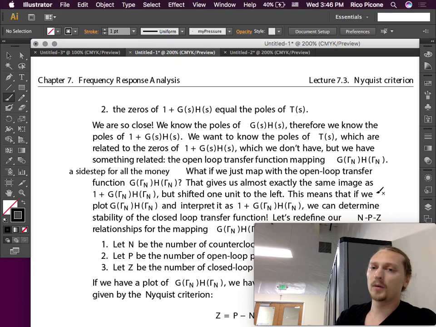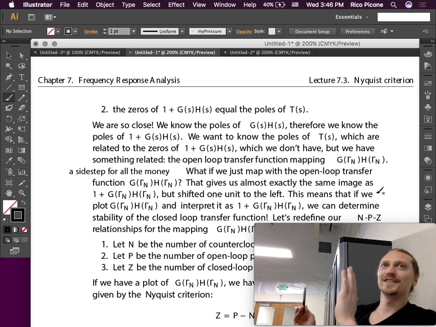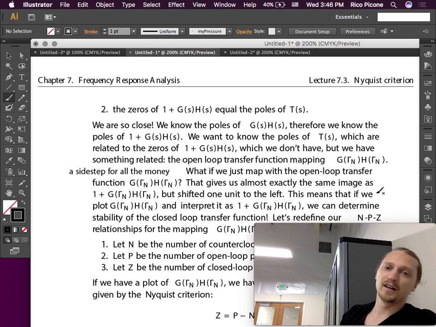That gives us almost exactly the same image as 1 plus GH, but shifted 1 unit to the left, right? Because we have one extra real being added to everything, so we end up shifting everything to the left. This means that if we plot GH and interpret it as 1 plus GH, we can determine stability of the closed loop transfer function. Okay?